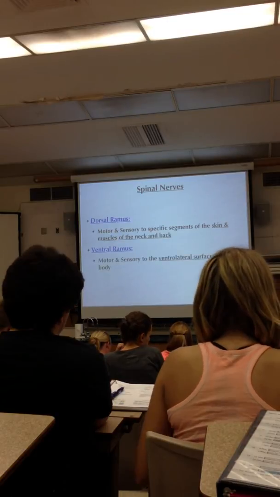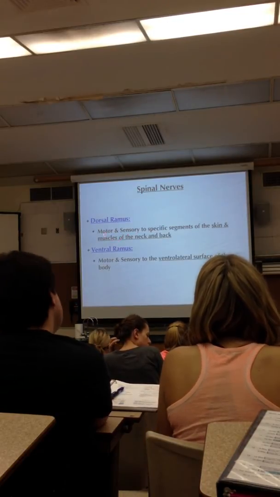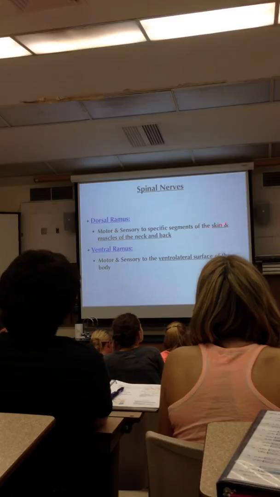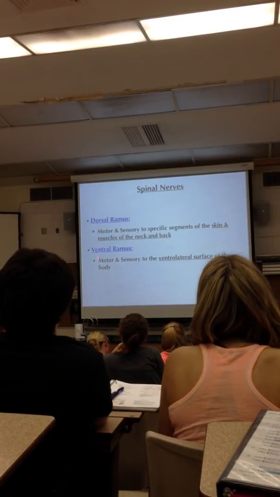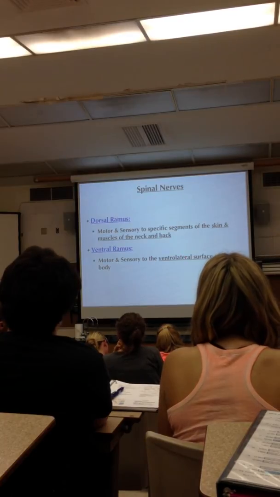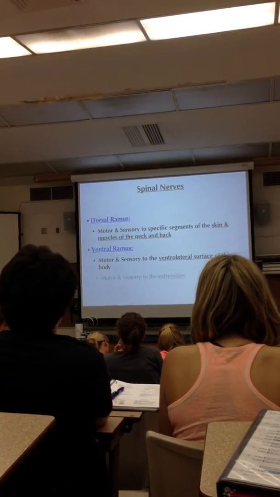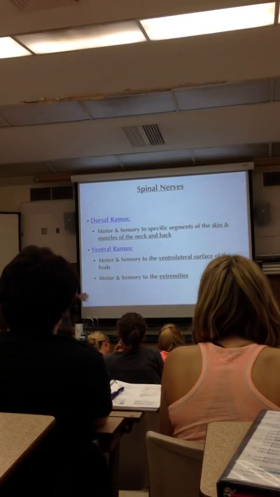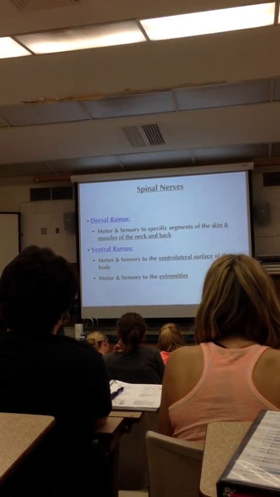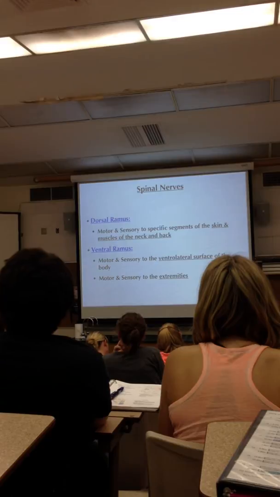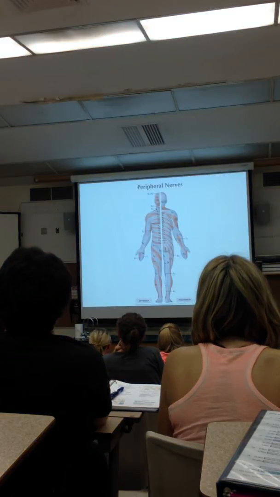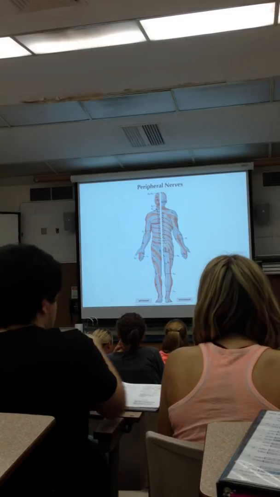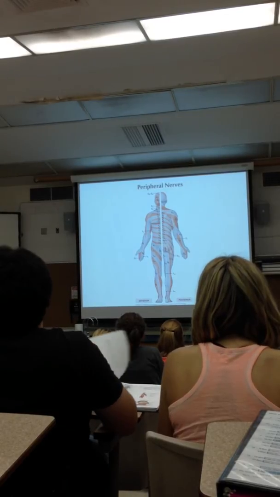So, the dorsal ramus is going to be motor and sensory to the skin and muscles of the neck and back. Ventral ramus, motor and sensory to the ventral and lateral, so like maybe the muscles in the stomach, and also the extremities. Okay? You got to understand all these different levels. Just kidding.